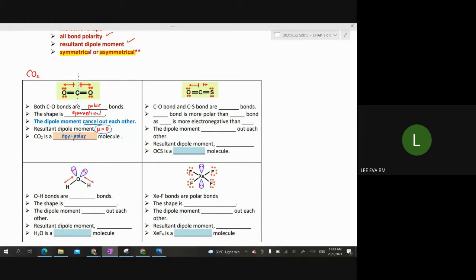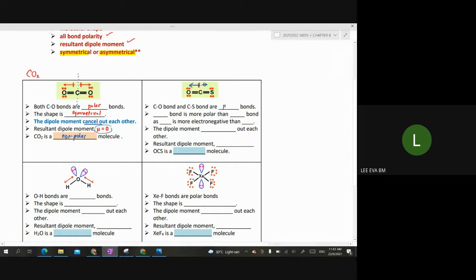Okay, so the next example, we have the OCS or COS. So the structure is looking this way. One of the oxygen is substituted with sulfur, which is less electronegative than oxygen. So the difference in electronegativity between CO and CS is different. The difference is shown by how big your polar arrow is. Because oxygen is more electronegative than sulfur, the polar arrow is much longer compared to the CS bond, which is less polar, with a shorter polar arrow.